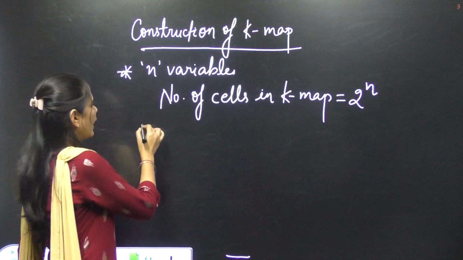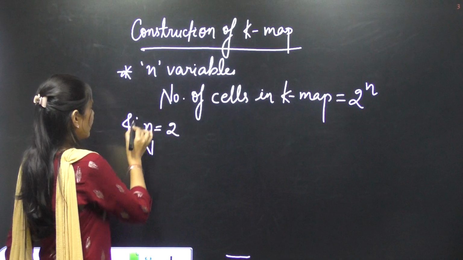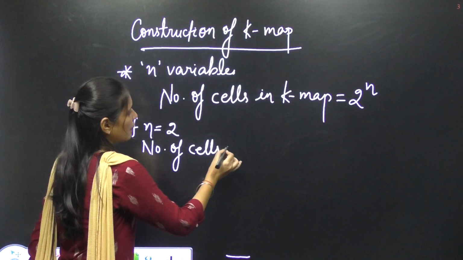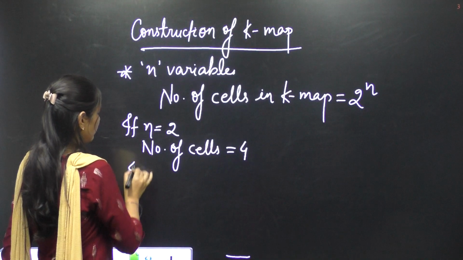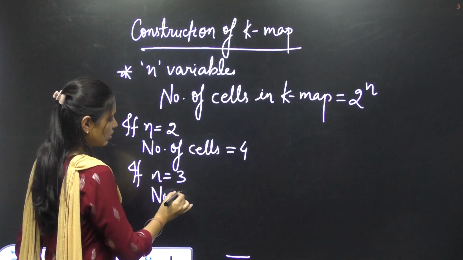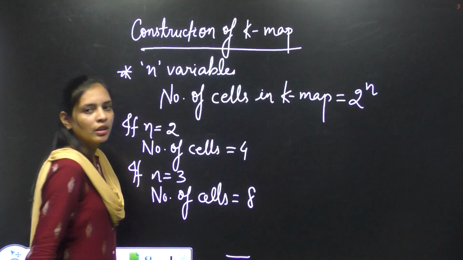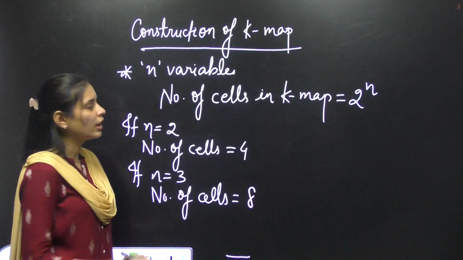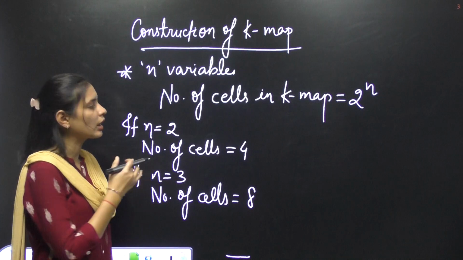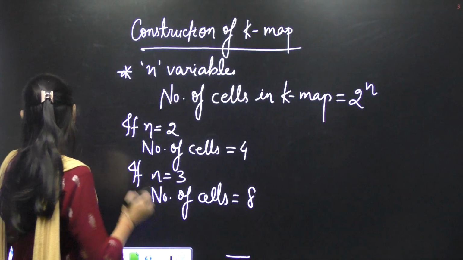If my n is 2, then my number of cells in the K-map is 4. If my n is equal to 3, the number of cells is equal to 8. So this is the important thing you have to learn about. In an n variable Boolean expression, you have to construct the K-map in which you will have 2 to the power n cells.